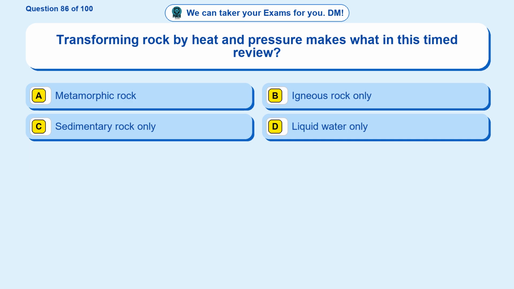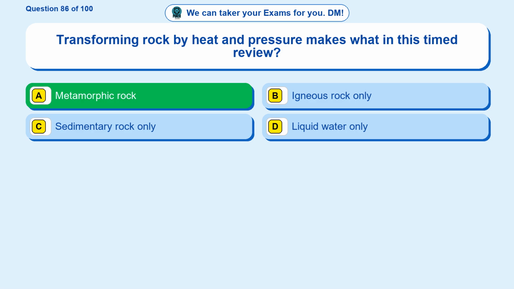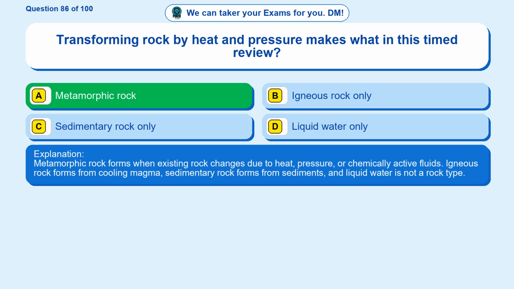Question 86. Transforming rock by heat and pressure makes what in this timed review? Option A, metamorphic rock. Option B, igneous rock only. Option C, sedimentary rock only. Option D, liquid water only. The correct answer is option A, metamorphic rock. Metamorphic rock forms when existing rock changes due to heat, pressure, or chemically active fluids. Igneous rock forms from cooling magma, sedimentary rock forms from sediments, and liquid water is not a rock type.